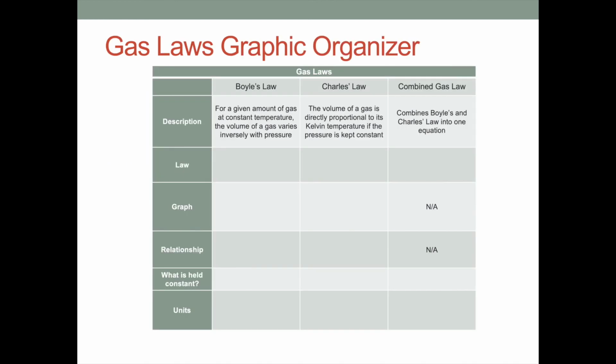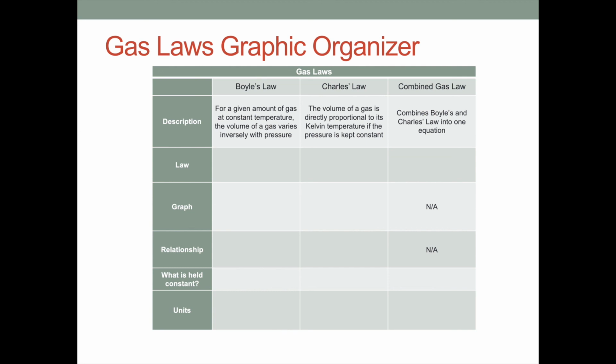So now we have a graphic organizer to look at these 3 different laws and when we should be using them. The law here is describing the mathematical equation. The graph is whether it's the relationship for inverse versus direct, what's held constant, and the units for each of the variables. Take a moment, pause the video, try to fill it out on your own, and unpause when you're ready to go over it.